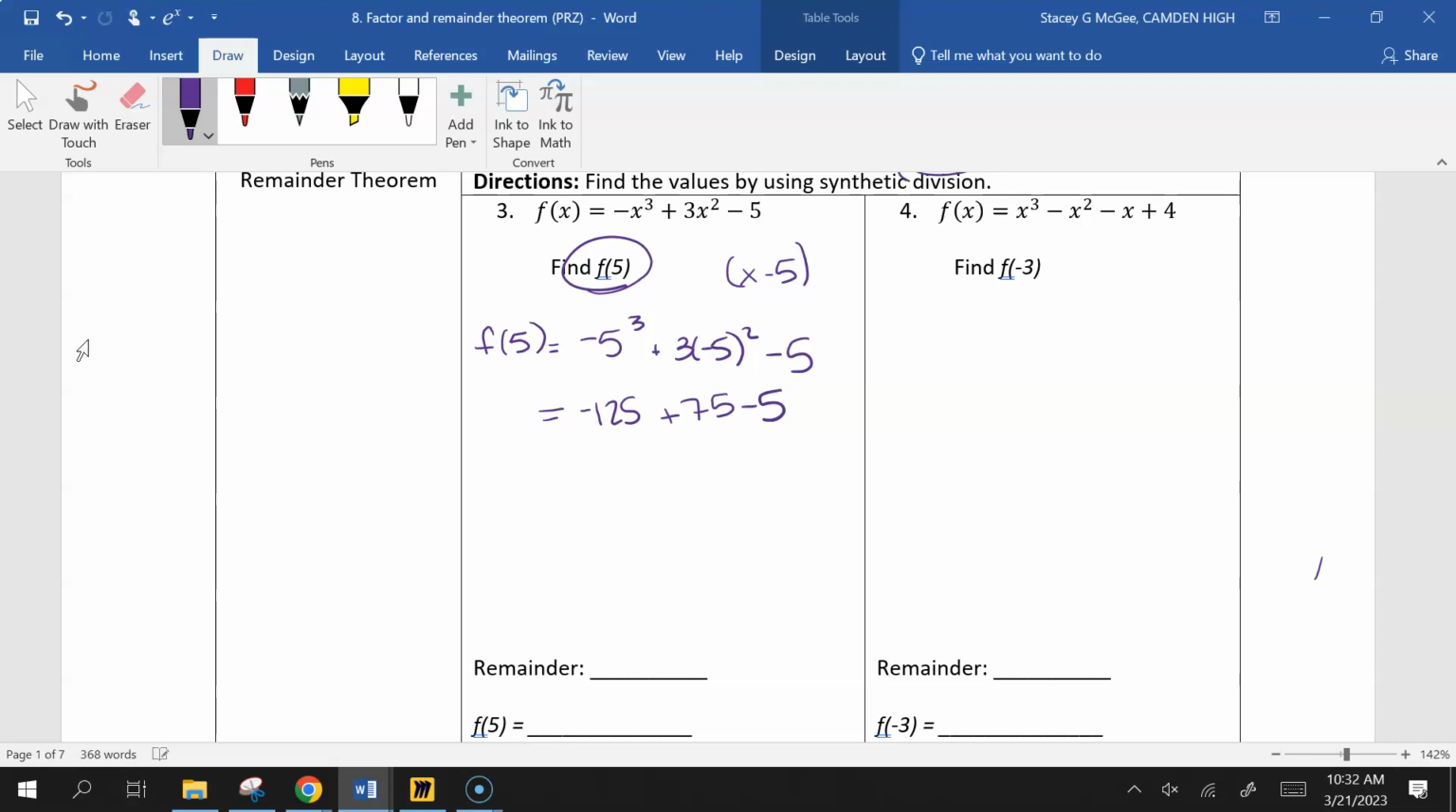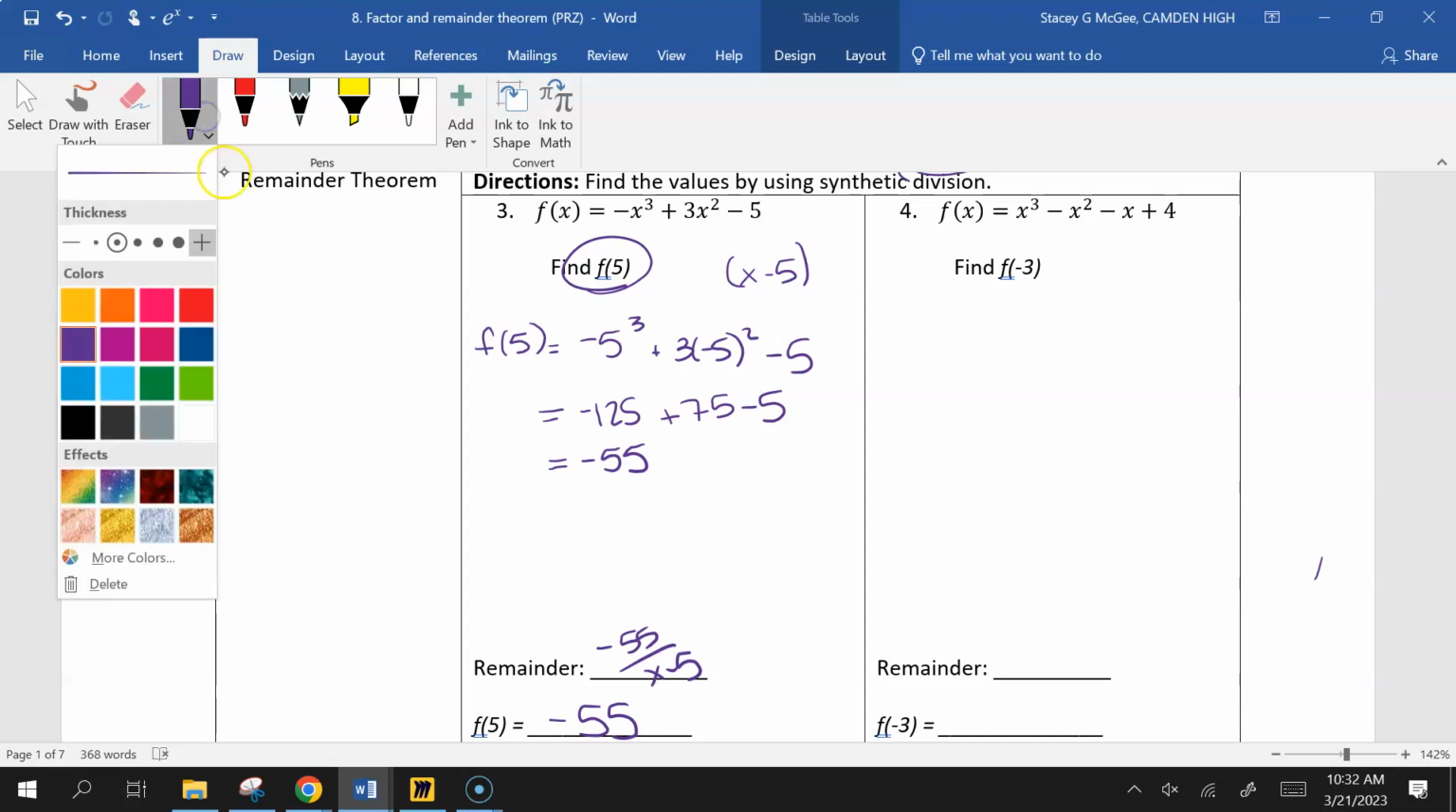What do you get? Negative 125 plus 75 is negative 50 minus 5, negative 55. So f of 5 is negative 55. So what should my remainder be? Negative 55 over x minus 5, right? That's what I have left.